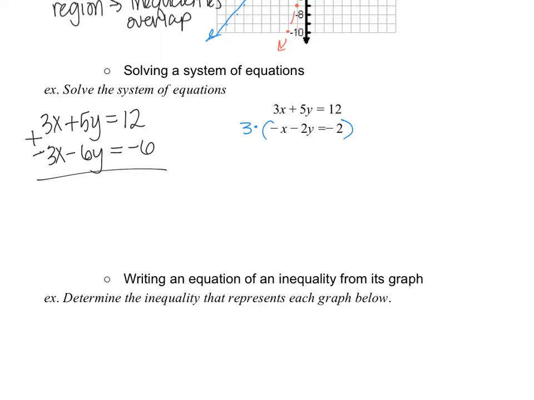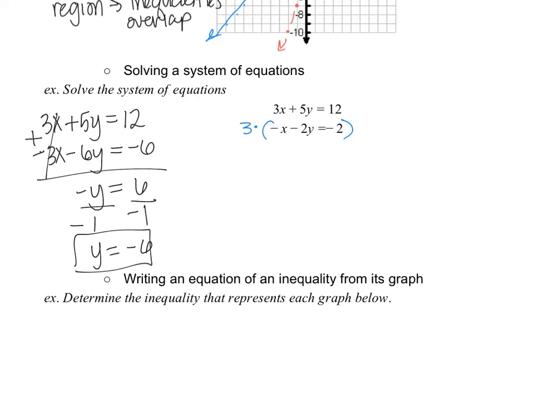Now we add the equations together. The x's cancel. 5y plus negative 6y is going to give us negative y. 12 plus a negative 6 is going to be 6. Then we divide both sides by negative 1, and we get y equals negative 6.